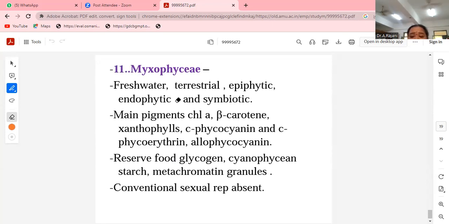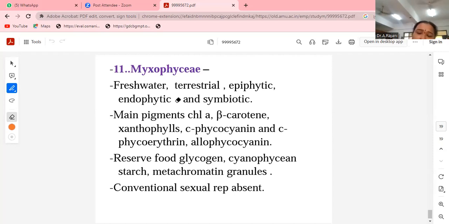Occurrence: they occur mostly in soil, on branches of trees and in all other habitats. Freshwater, terrestrial, epiphytic, endophytic, symbiotic also. Main pigment is chlorophyll A. In all algae, chlorophyll A and some other pigments are present, but except Myxophyceae or Cyanophyceae, only one type of chlorophyll is there, that is chlorophyll A only.